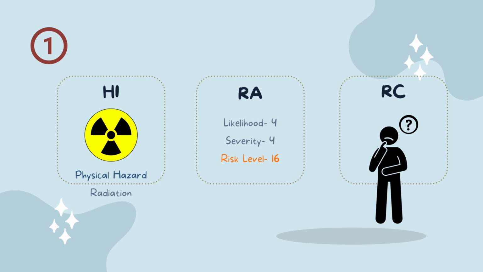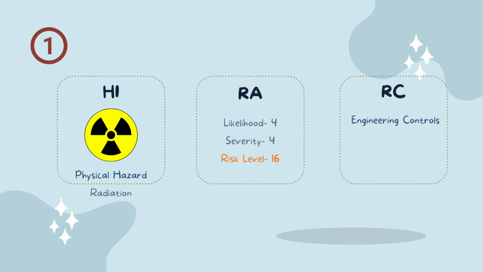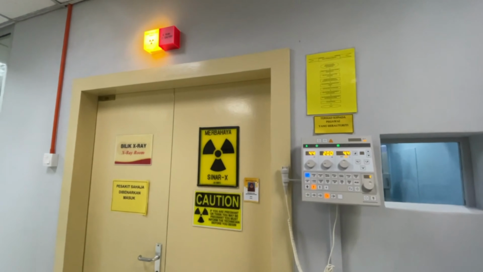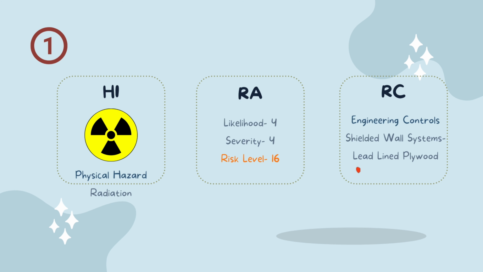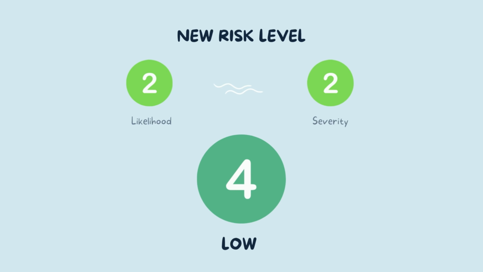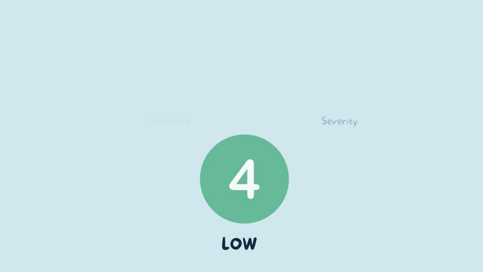So how to control the risk? Looking back at the hierarchy of control pyramid chain, for this situation, the most suitable risk control plan is engineering controls, which will isolate the workers from the hazard itself. Radiation can be prevented by building a designated room with lead-lined plywood material for shielded wall systems. By executing the risk control plan, we can lower the likelihood to 2 and also the severity to 2, and that gives us 4, which means that the risk identified is acceptable.